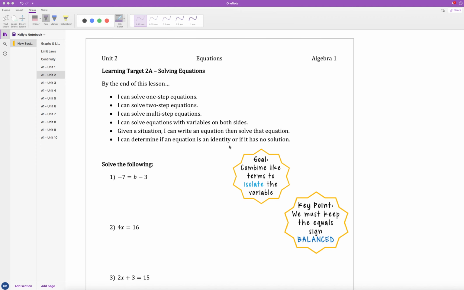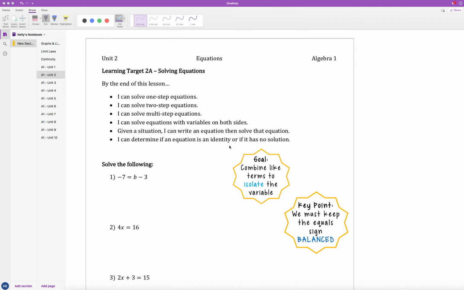Unit 2 Equations. Our first learning target in Unit 2 will be learning target 2A, solving equations. By the end of this lesson, you will be able to solve one-step, two-step, and multi-step equations, as well as solve equations with variables on both sides. And then in our next video, we'll talk about how we model those in a word problem scenario and solve those equations as well.